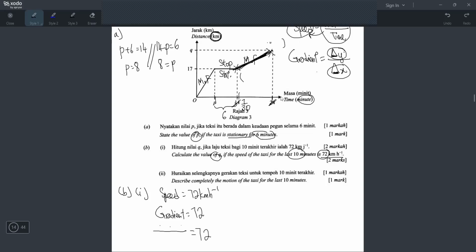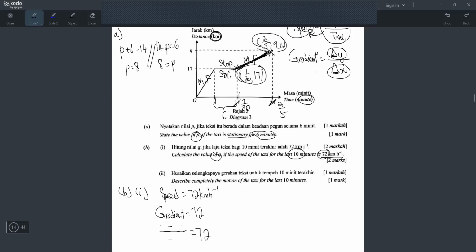Then what about 24? What about 24 divided by 60? You will get 2 over 5. Okay, 2 over 5. So what is this coordinate? It'll be 7 over 30, and the y coordinate is 17. And then this coordinate will be 2 over 5, and then the y coordinate is q. Now only can I take these 2 points and substitute inside the gradient formula.